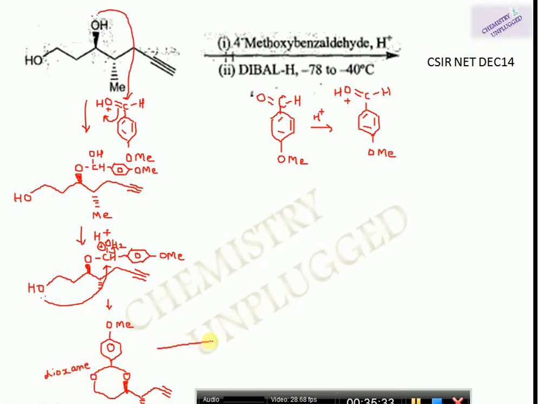So it can reduce the dioxane group into alcohols but it will not affect the triple bond. So this bond will break from here and we have this as a final product. Here is the attachment of the OPMB group, PMB for para-methoxybenzyl group, and the triple bond will remain unaffected. This is the final product.